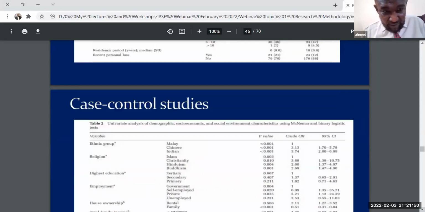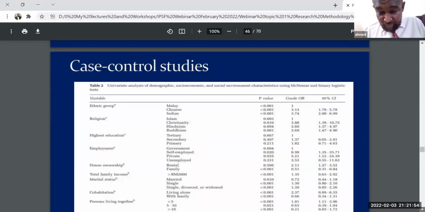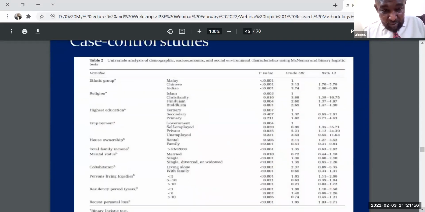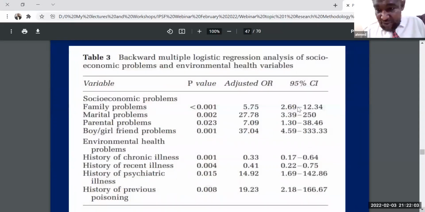Yeah, univariate analysis. We use McNemar test. Also, we have here multivariate analysis. We have adjusted odds ratio.